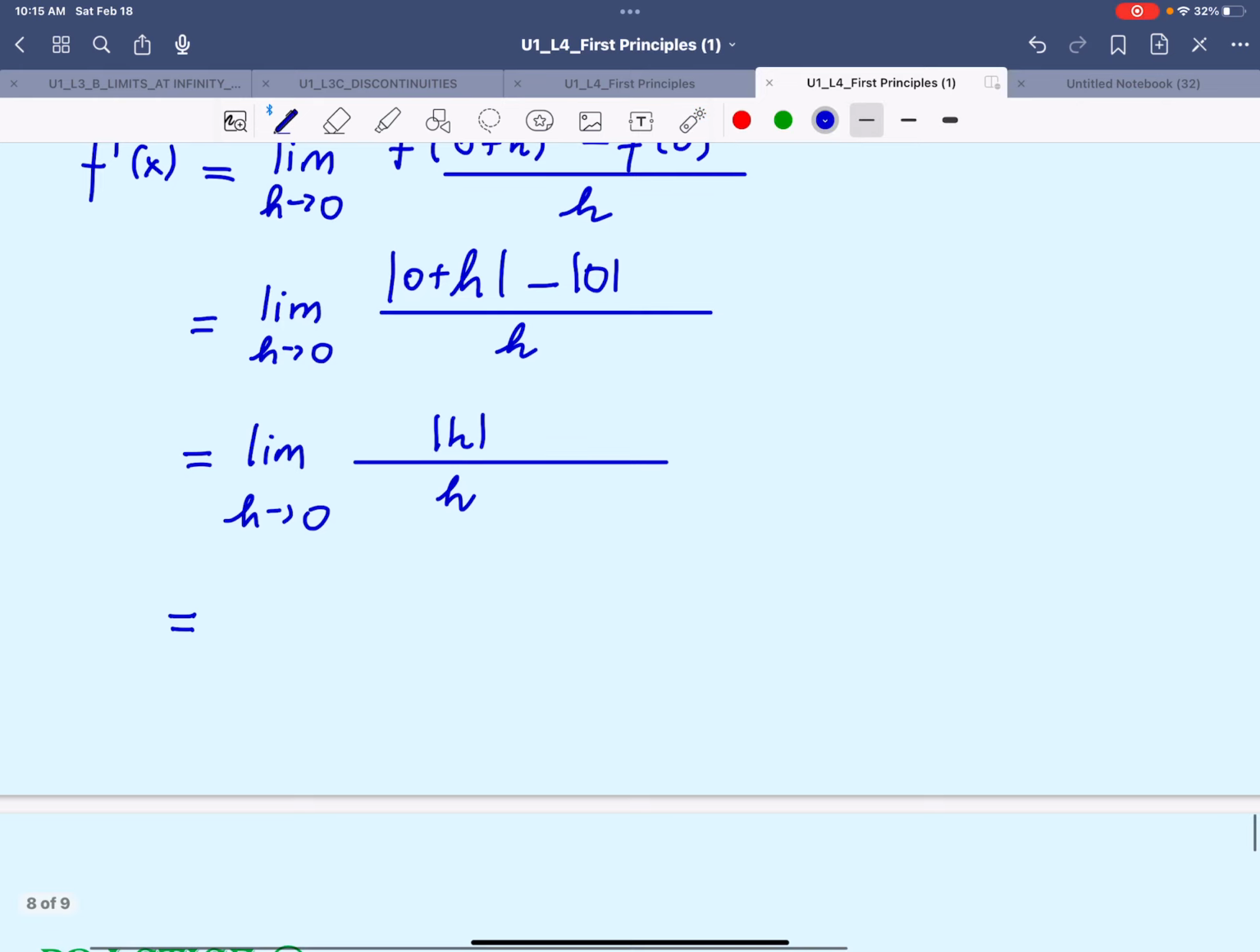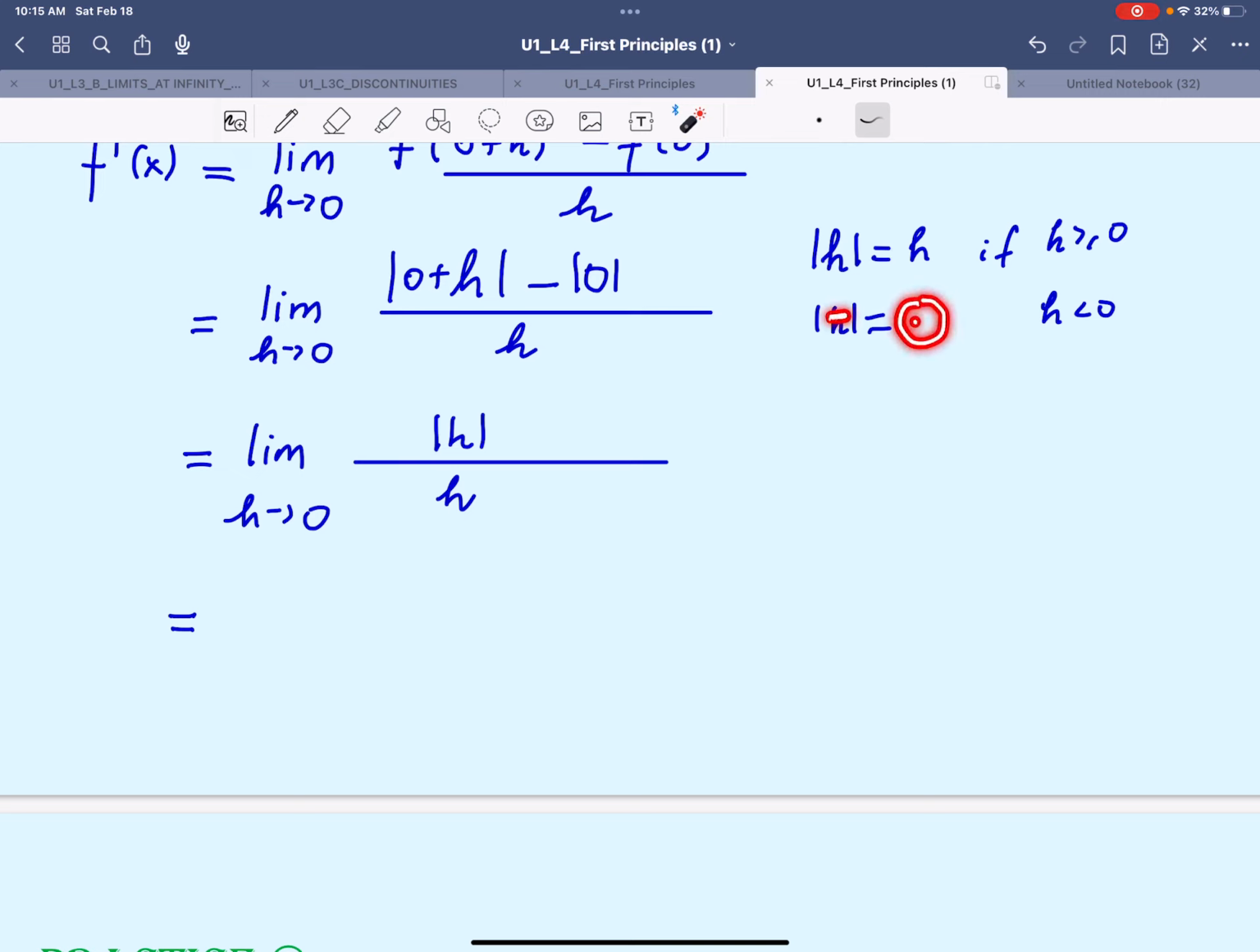So we say that the absolute value of h would be equal to h if h is either positive or equal to 0. So if h is a negative number, we said that the absolute value of h will be the absolute value of a negative number, right? And we know that we have to come out with a positive here, so we have to take the opposite of this. So therefore, we're going to say minus h.